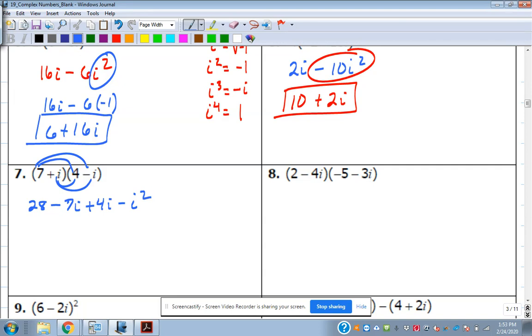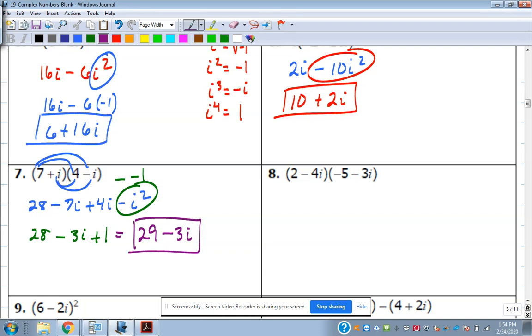And we're just distributing each piece across the parentheses. And then we're simplifying. Like terms together, change any of the i squareds. So 28 minus 3i. What does negative i squared turn into? Positive 1. i squared is the same thing as minus negative 1. Minus a negative 1 is going to turn into plus 1. And now we can finish it off. 28 plus 1 is 29 minus 3i.